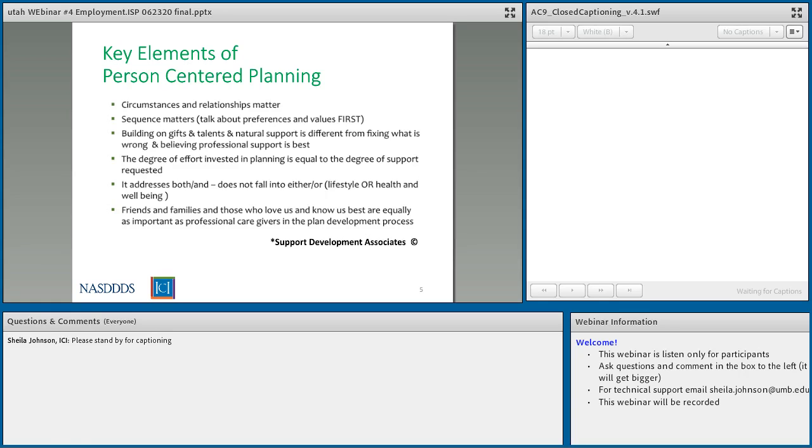The plan addresses both and does not fall into either-or. So it's both-and, it's not an either-or in people's lives. So you can pick lifestyle over your health and well-being, for instance. There may be risks that need to be identified in the health and welfare section, but that doesn't take the whole precedence of the important to and important for. And then friends and family and those who love the person and know them best are really important, they're as important as professional staff. They have to have a voice.